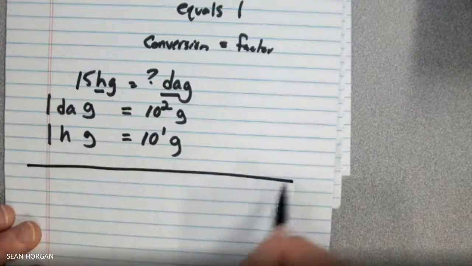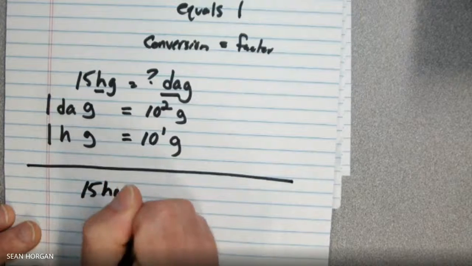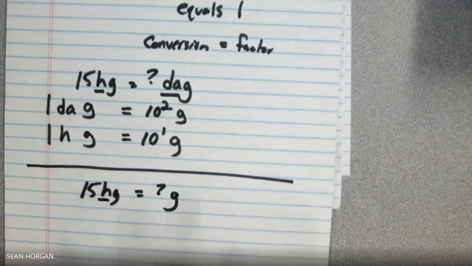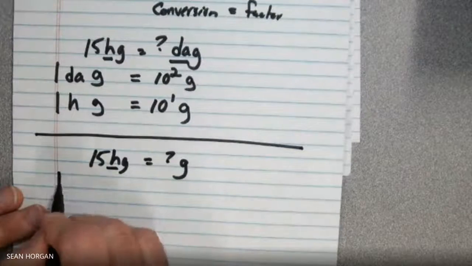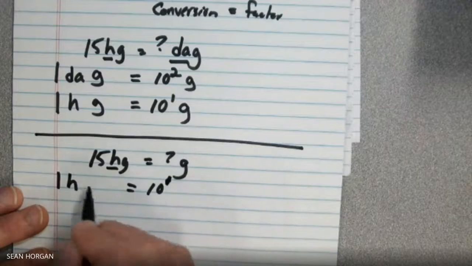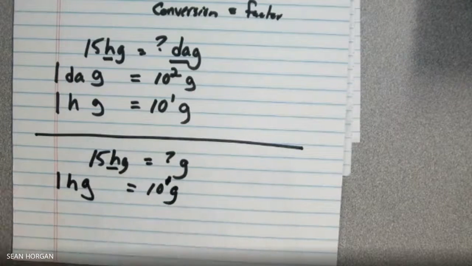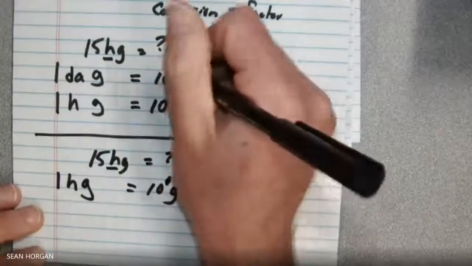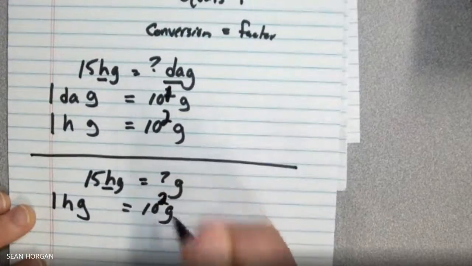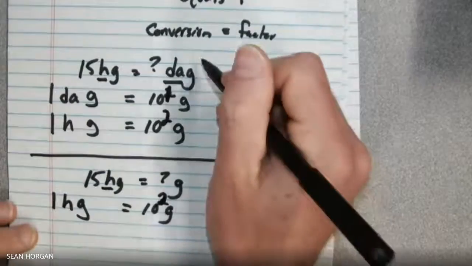If I had a different one, 15 hectograms equals how many grams, I see there's only 1 prefix there, so I only do 1 conversion factor. They're grams and grams. Oh, this isn't right. That's 1, that's 2. Sorry, this is 2.